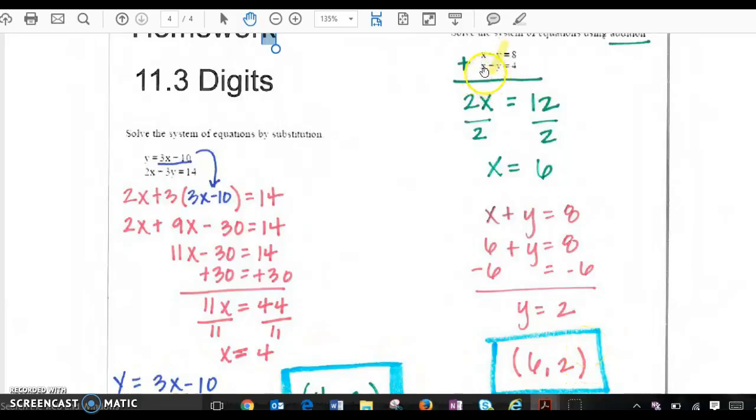And if you kind of go back and check, 6 minus 2 is 4. Yep. And 6 plus 2 is 8. Yes, it is. All right.